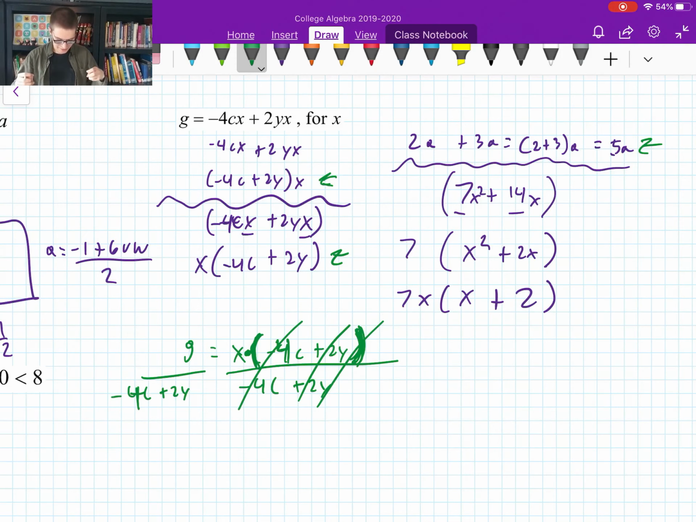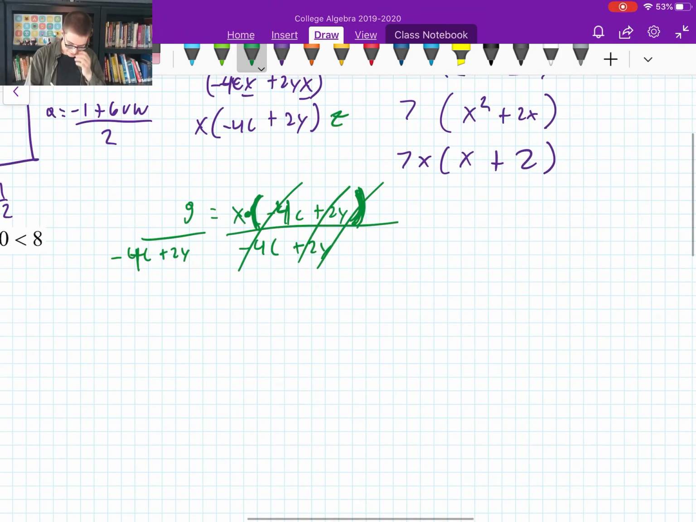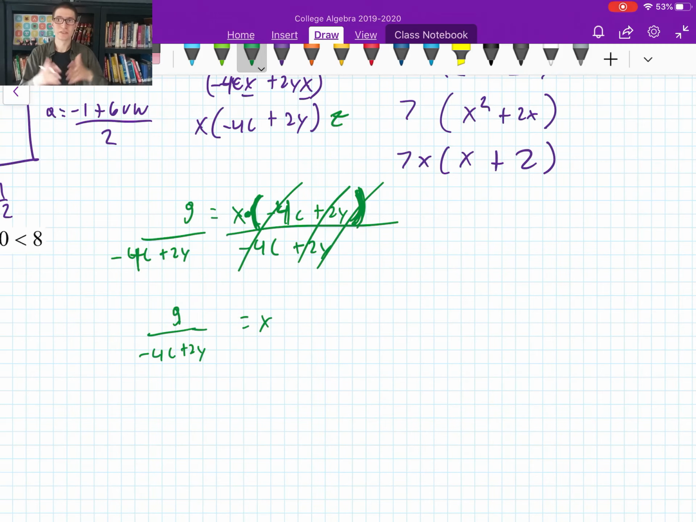It's x times negative 4c plus 2y. It's the only thing that's touching it, so because it's multiplying, we have to do the opposite to get rid of it. We have to divide. So that gives us g over minus 4c plus 2y equals x. And that is literally our answer. There's nothing we can do about that.